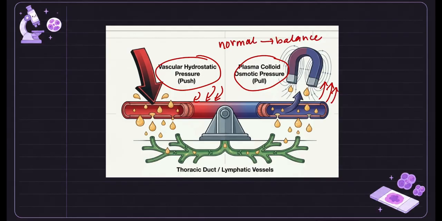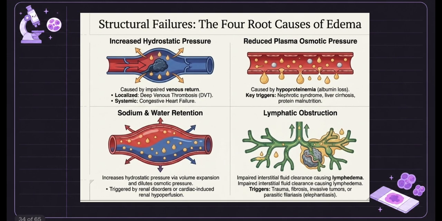A tiny amount of excess fluid does naturally slip into the tissues, but your lymphatic vessels quietly drain it. They neatly return it to the bloodstream. Edema only occurs when this precise seesaw tips and that balance completely fails. There are exactly 4 structural root causes for this failure. First is increased hydrostatic pressure.